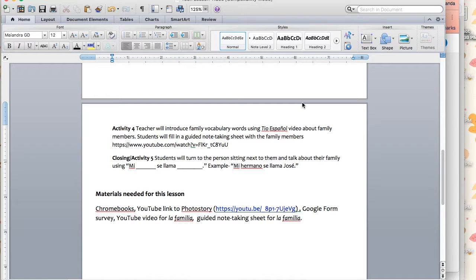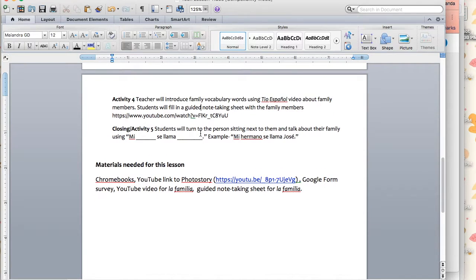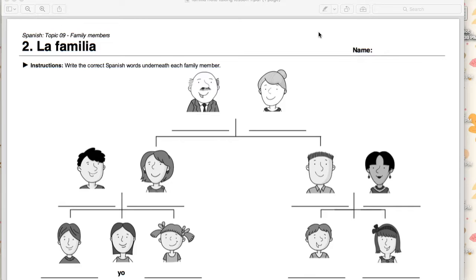Mi hermano se llama Jose. So I would have this up here, mi blank se llama blank, as a sentence structure for these students to follow. So that's the first lesson, to introduce this family vocabulary.